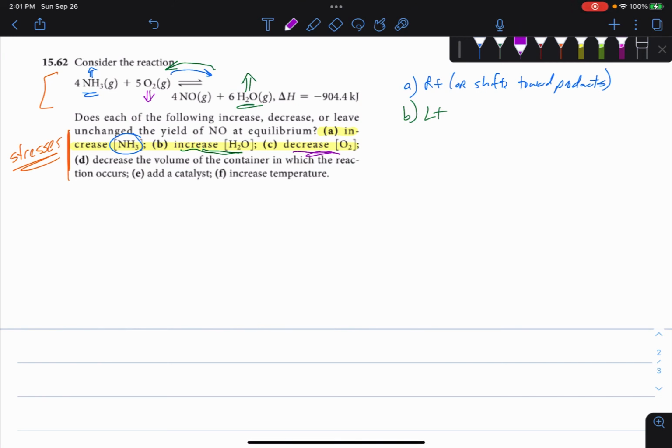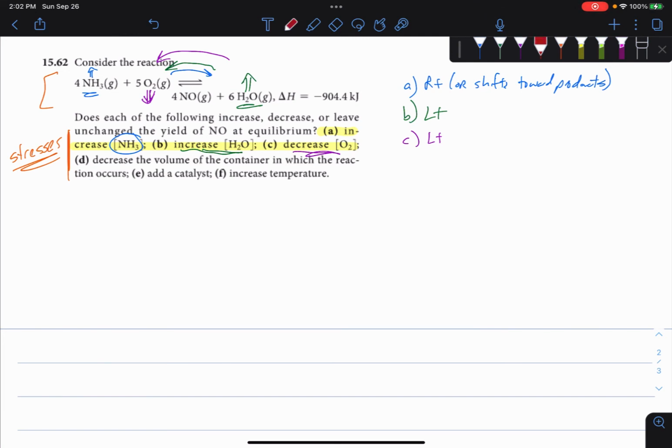And you could think these equilibrium reactions are kind of like a seesaw. If this one goes down, it's going to go toward that direction. And so in this one, it's going to shift back toward the reactants as well.